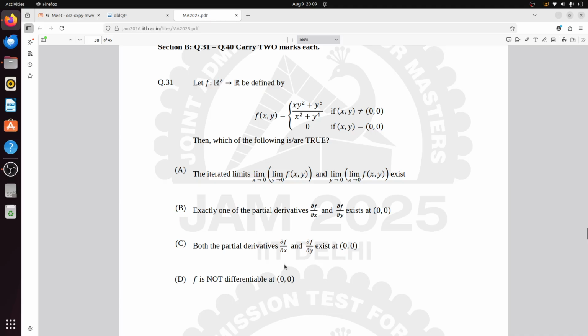Now, f is not differentiable at 0, 0. This one is not differentiable at 0.